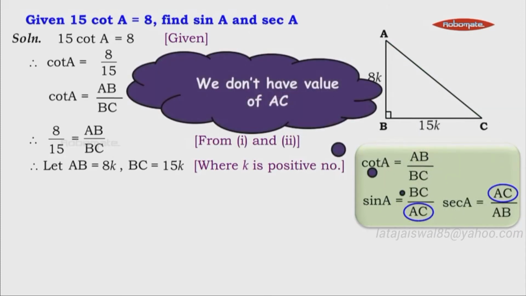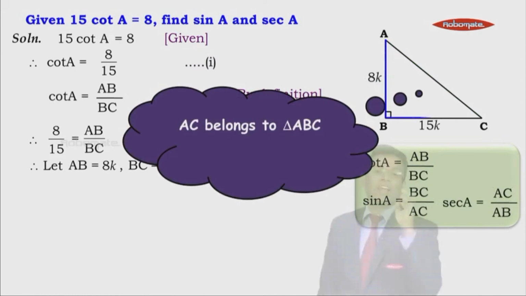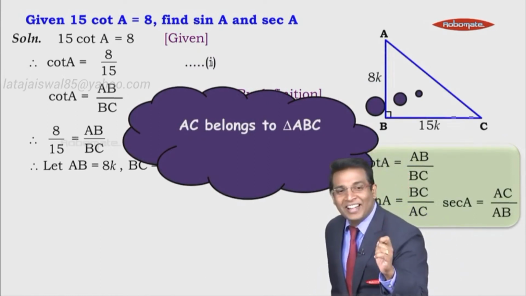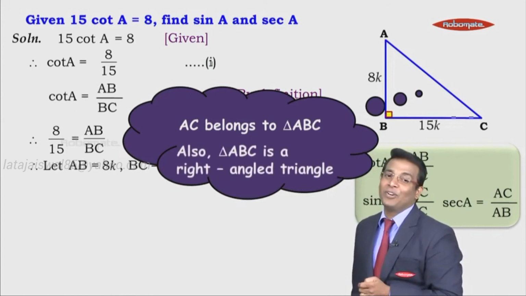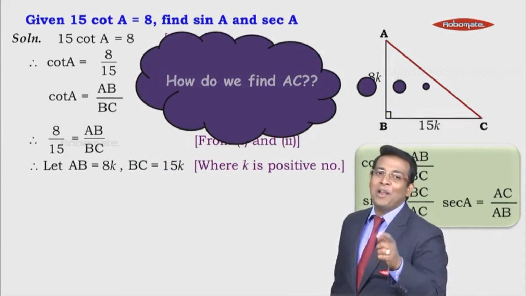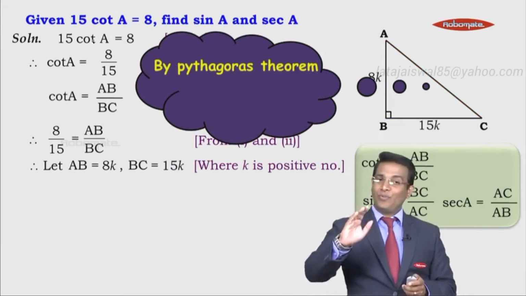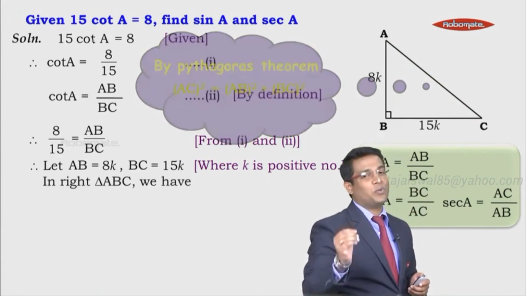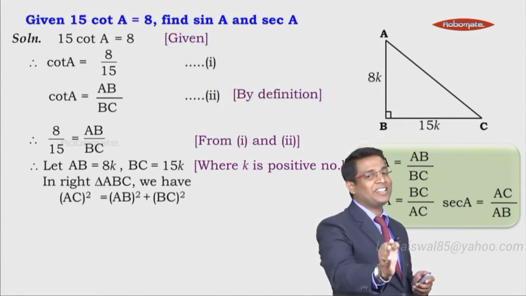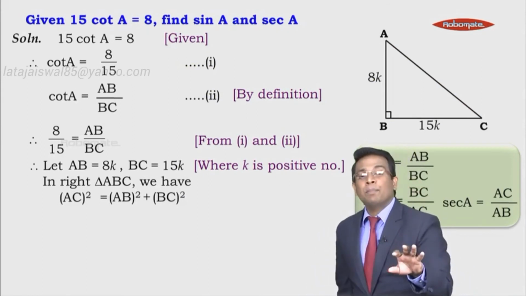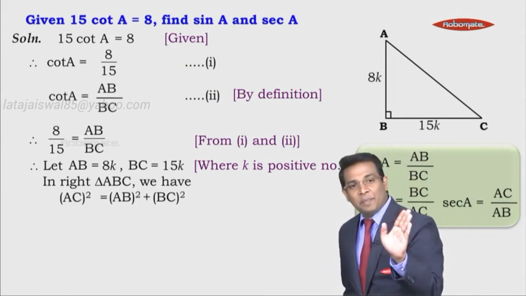So let's find AC. Now AC belongs to triangle ABC, but you know triangle ABC is a right angle triangle. Beautiful. So how do we find AC? By Pythagoras theorem. If we apply Pythagoras theorem, what do we get? We get AC square is equal to AB square plus BC square. Now this is very simple. Do we know the value of AC? No, keep it as it is.